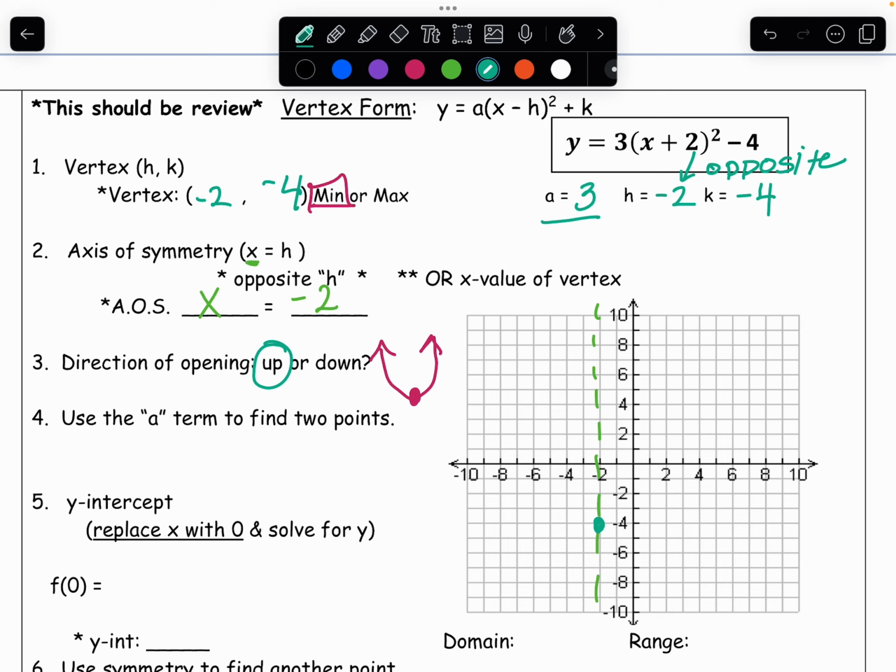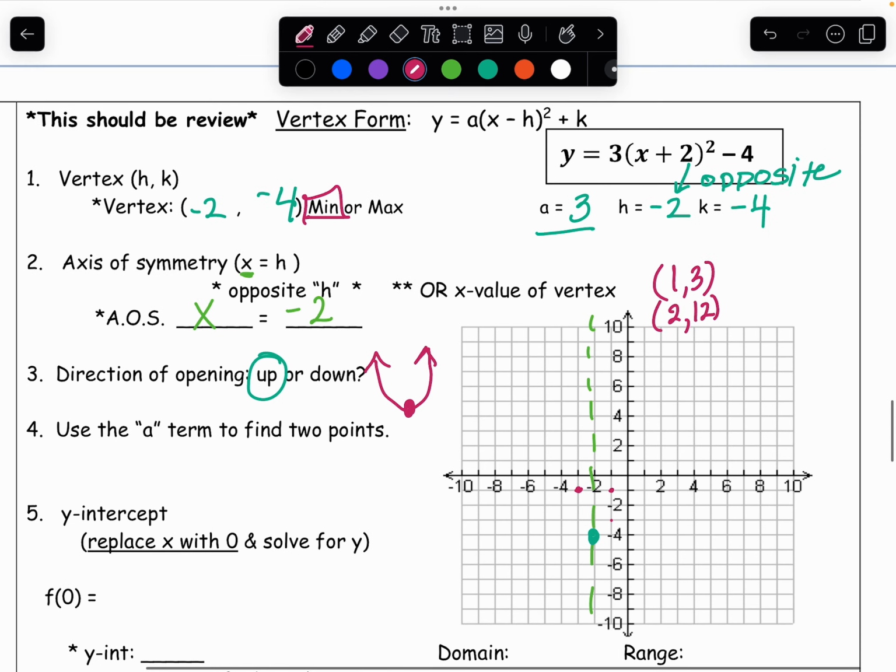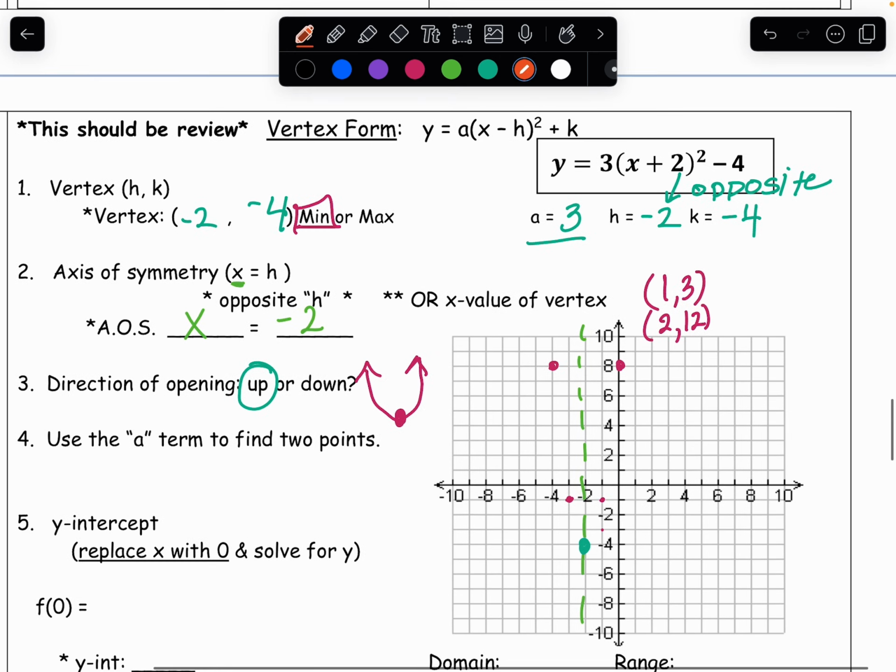We can use our a term to find more points. So our a term is 3. So I'm going to go over 1, up 1, 2, 3. And then my other one would be 2, 4. 4 times 3 is 12. So I'm going to go over 2, up 12, which I think is at 8. And we are looking to see, okay, I think it's the y-intercept. So I'm going to connect my points.